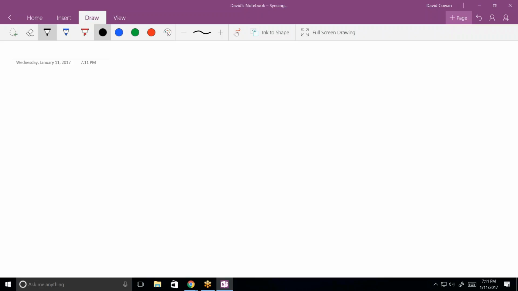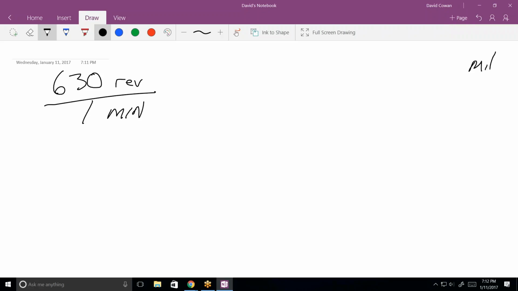Okay, here's my problem. This guy's got a truck that has wheels that are 36 inches in diameter. And the wheels are rotating at 630 revolutions per minute. Find the truck's speed in miles per hour. So we start with 630 revolutions per 1 minute, times, and we want the final speed to be in miles per hour.